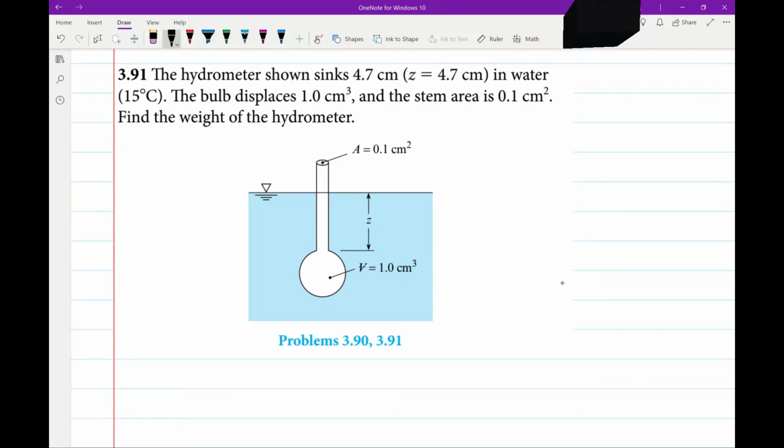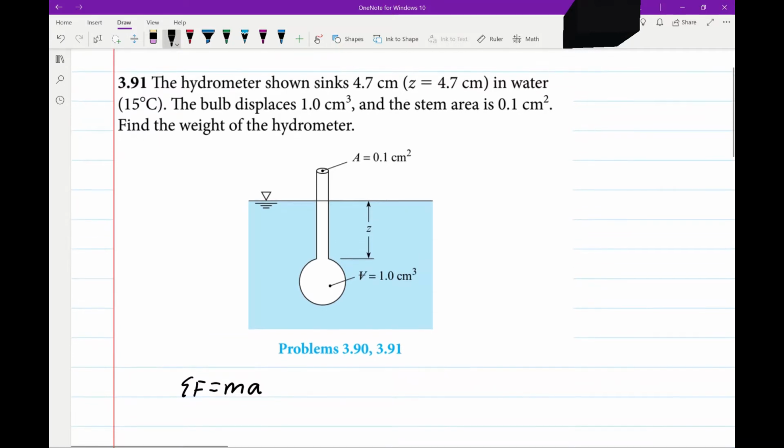Newton's second law states that the sum of the forces equals mass times acceleration. So what are the forces in this problem? Well, we have the weight of the hydrometer, which is what we're trying to find. So let's denote that as downwards W. And what's keeping the hydrometer up? Well, that's the buoyant force. So I'll label that as B. Those are simply all our forces in the system.